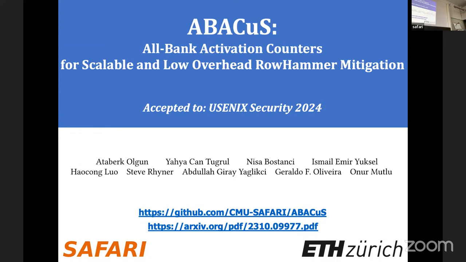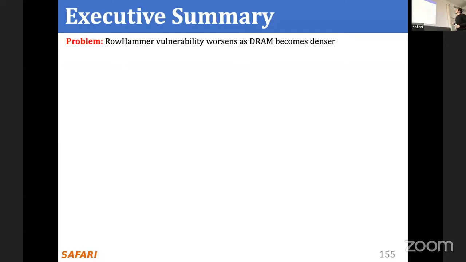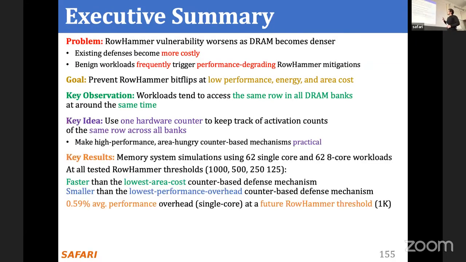Which means we will present it this August, actually. But I'll give only the key observations and ideas in this paper. So this is about bank activation counters for scalable and low overhead RowHammer mitigation. I will skip this.